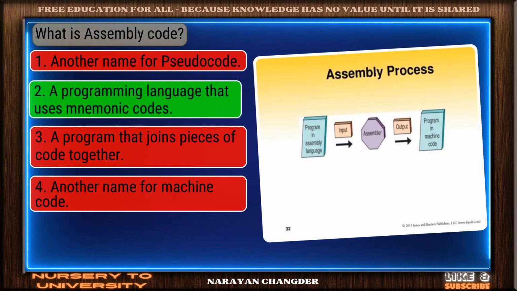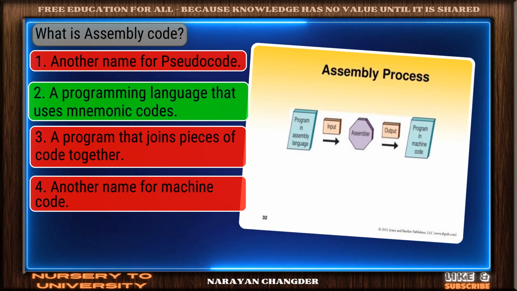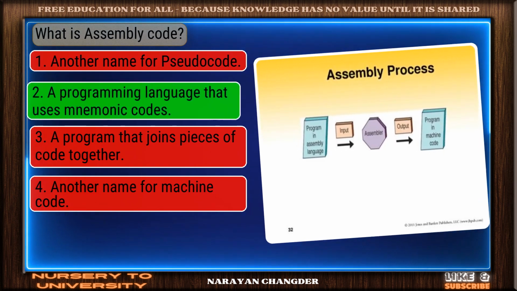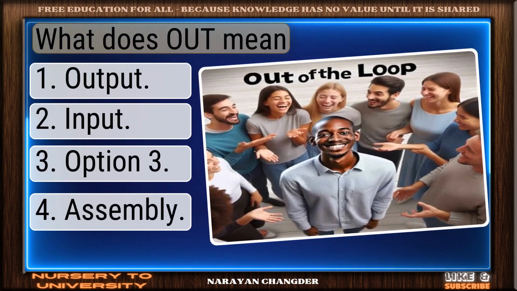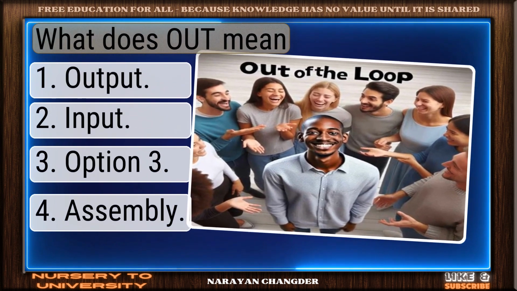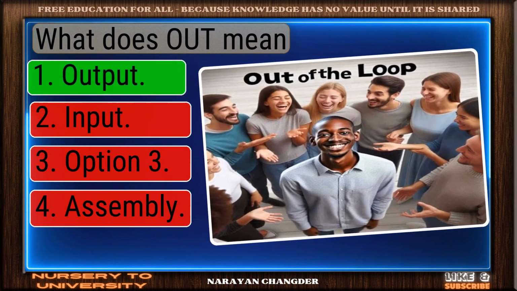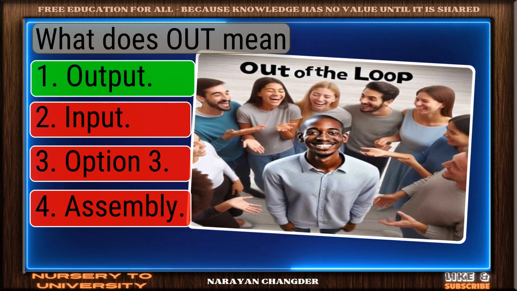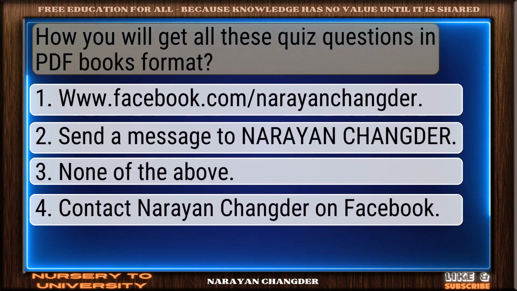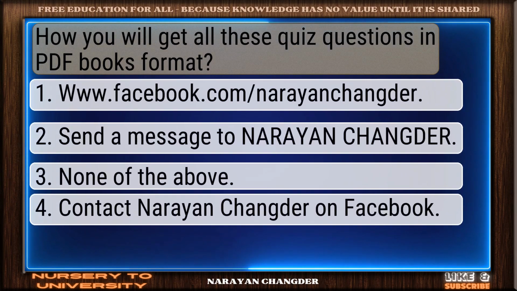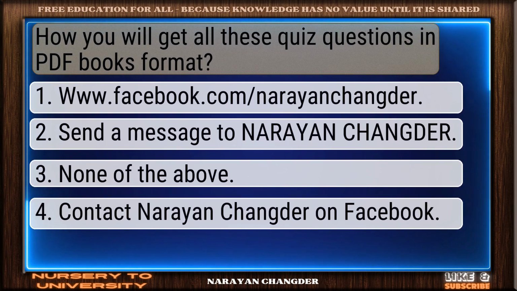Right choice. A programming language that uses mnemonic codes is the best answer. Question number 80. What does out mean? Solid response. Output is a valid choice. Question number 81. How you will get all these quiz questions in PDF books format?